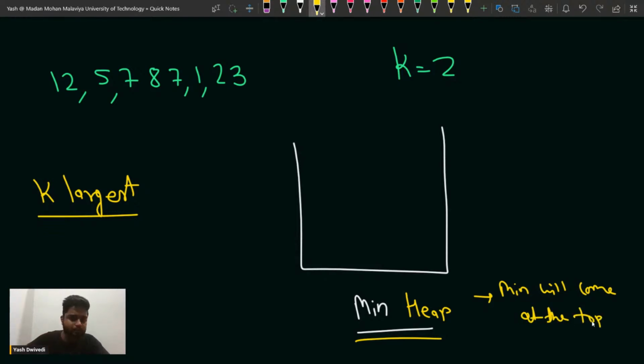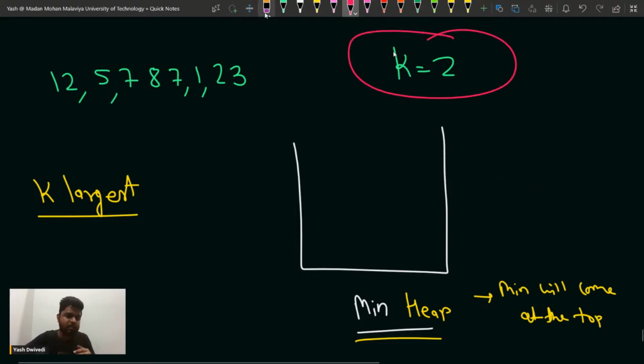After this, I will iterate through the elements one by one, and I will not allow the size of my heap to be greater than k. Please write k in the chat. Whenever the size of the min heap becomes more than k, I will remove elements from it. So in this case, I will not allow the number of elements inside the heap to be more than 2.